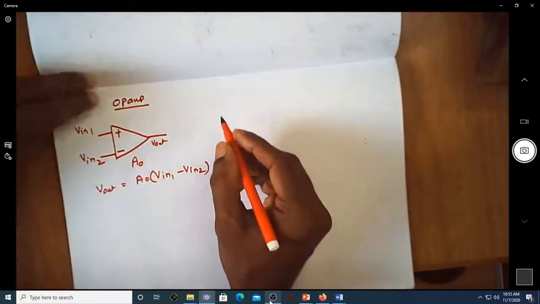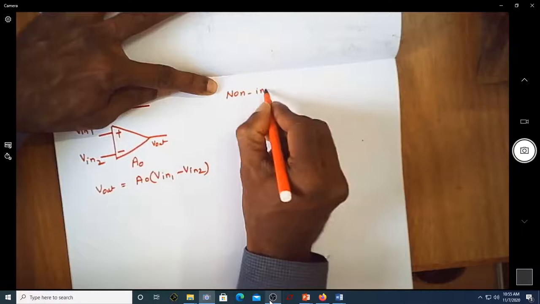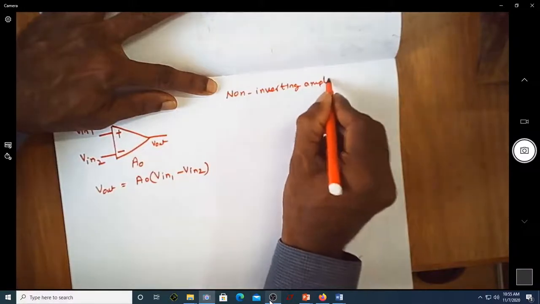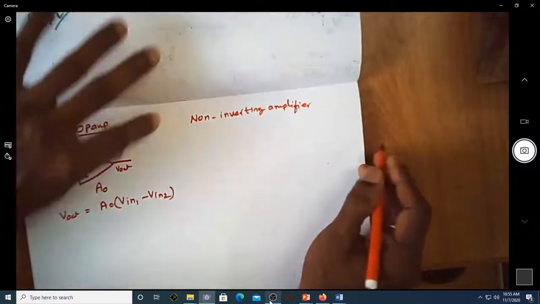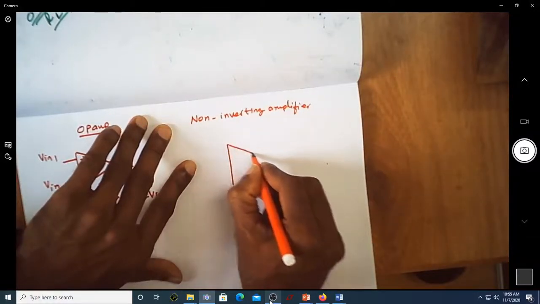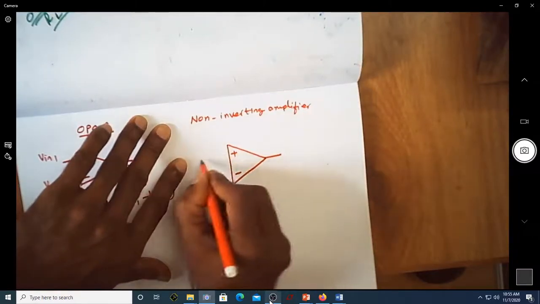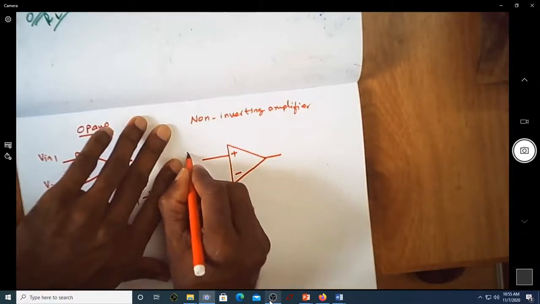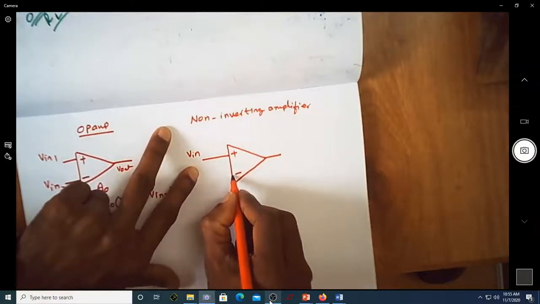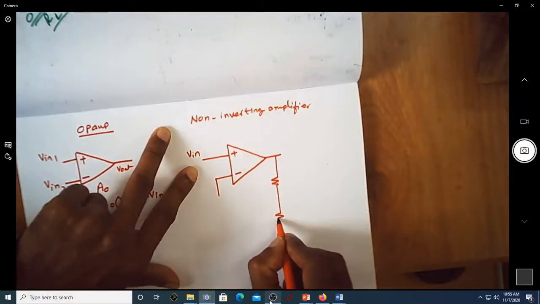One of the applications is op-amp as a non-inverting amplifier. So this is one of the applications, non-inverting amplifier, for which the circuit looks like this. This is the non-inverting terminal, and this is the inverting terminal. We are going to have the input voltage applied here at V in 1, and this V in 2 is getting a feedback from the output voltage.